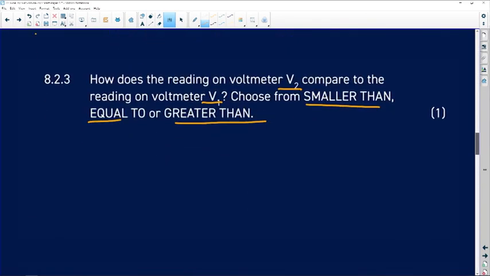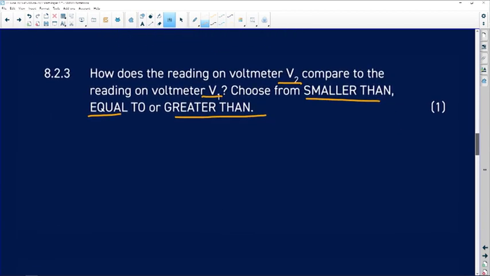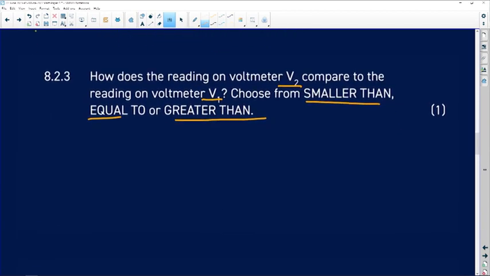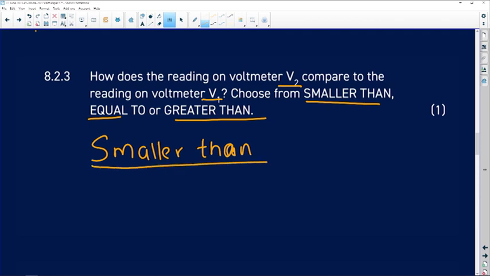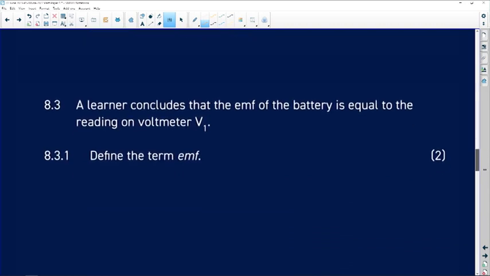We know that V1 is greater. So we are comparing V2 and V1. V2 is going to be smaller than. So our answer here, you must write in the exam, is smaller than. And therefore you get your 1 mark there. Okay, let us continue with our questions here.